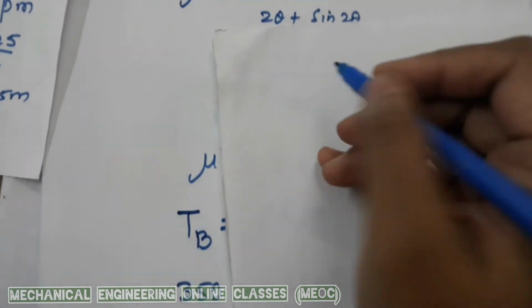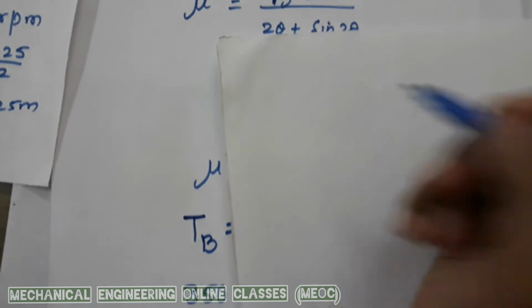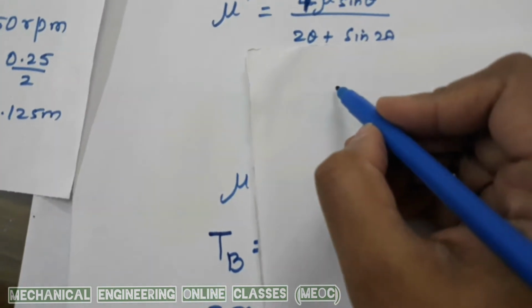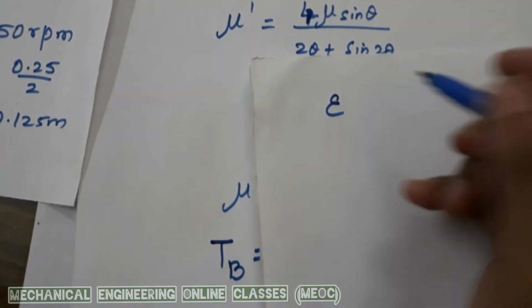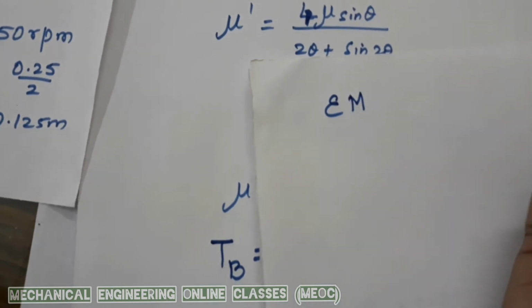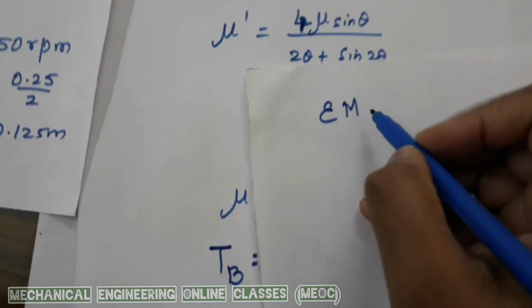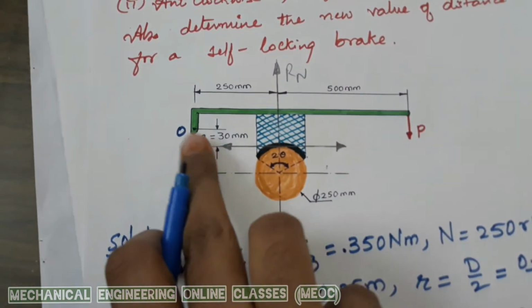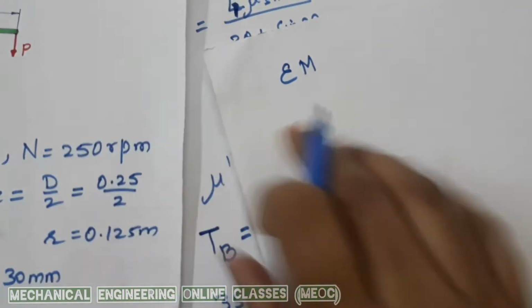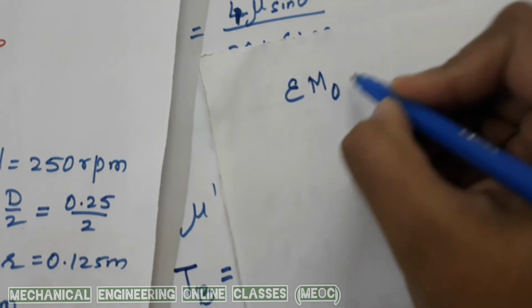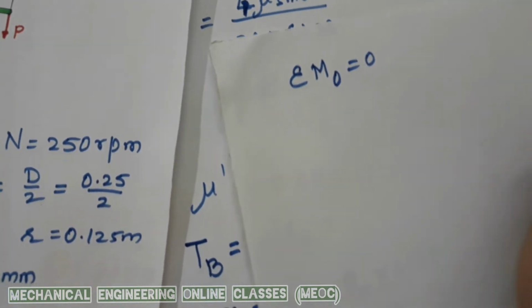are going to apply the moments about fulcrum. So for equilibrium of the system, the sum of moments about any point should be 0. So we know all the dimensions with respect to point O, this is a fulcrum. So I am taking the sum of moments about O, and that will become 0.